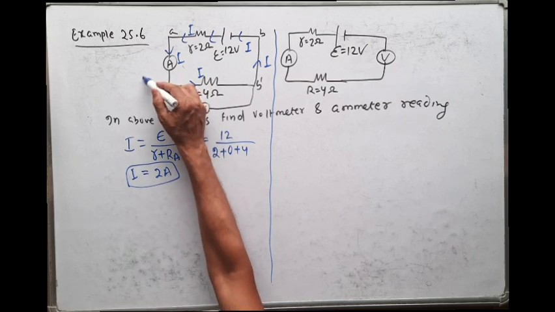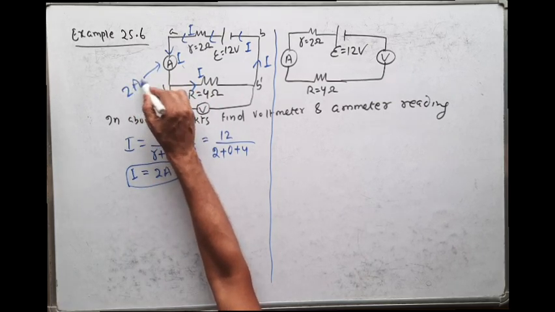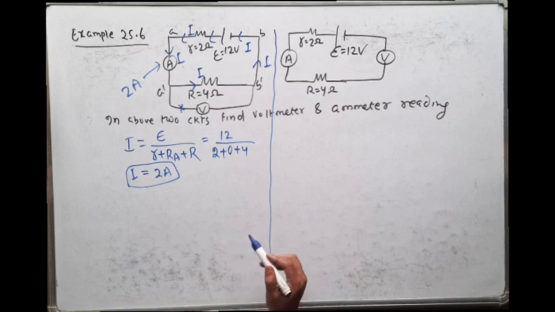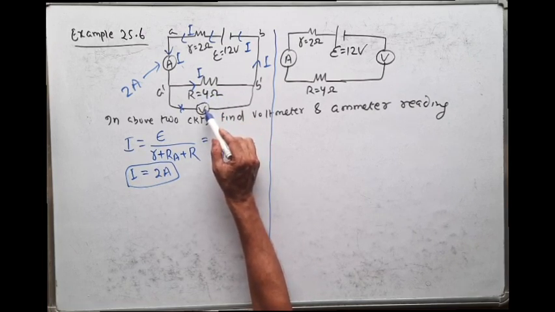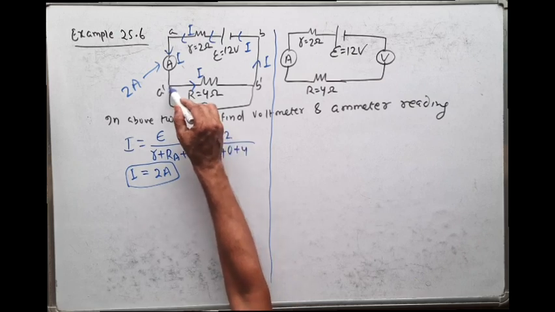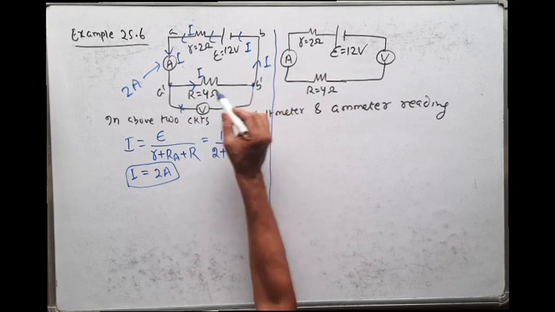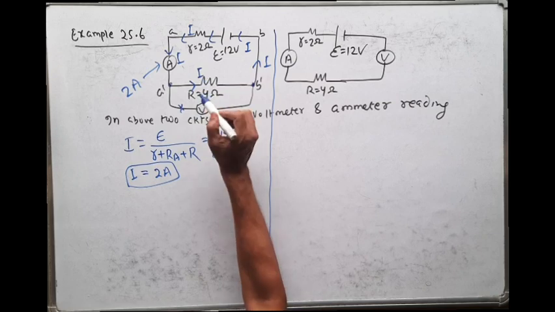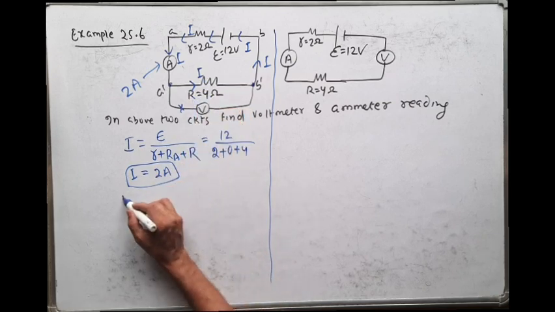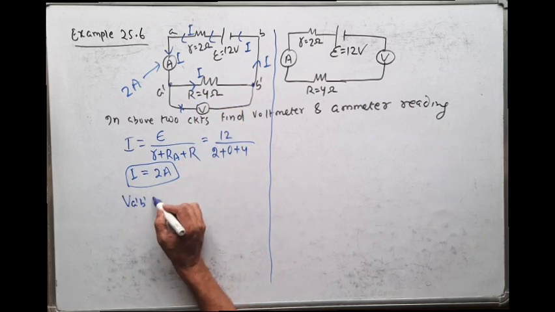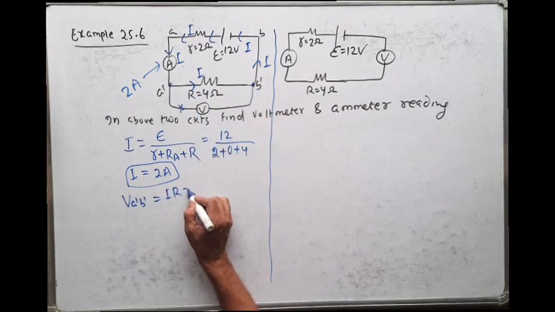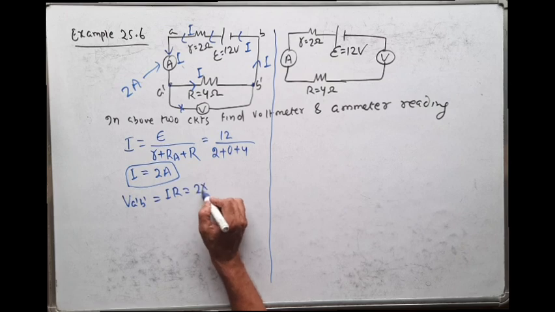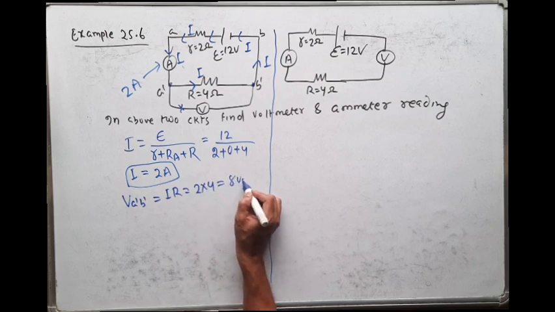So that means this ammeter will show 2 ampere. Then what is the voltmeter reading? So this voltmeter is connected across what? These two terminals. So what is the current through this? I. What is the resistance? R. So I can write V A dash V dash, that is voltage across these two terminals, is nothing but I into R. I is equal to 2, R is equal to 4, that is 8 volt.